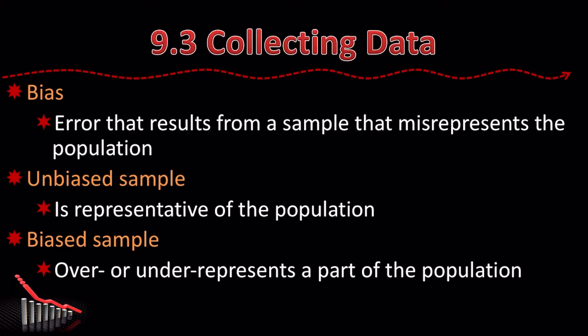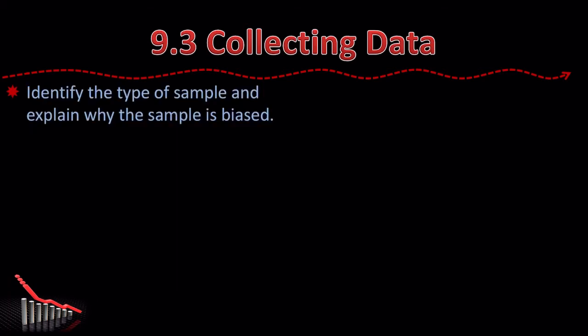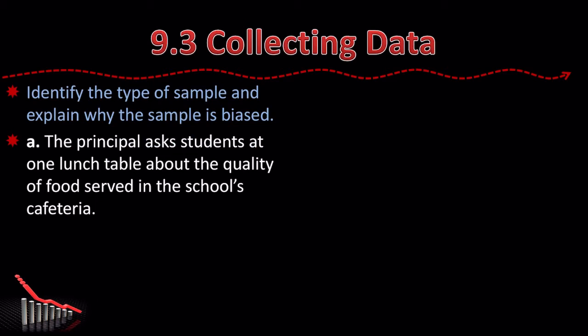So we want an unbiased sample. So which types of samples give us the unbiased? Well, unbiased is random. So whatever seems to give the most randomness, most representative of the whole population is what we want. So in these situations, let's identify the type of sample and explain why the sample is biased.